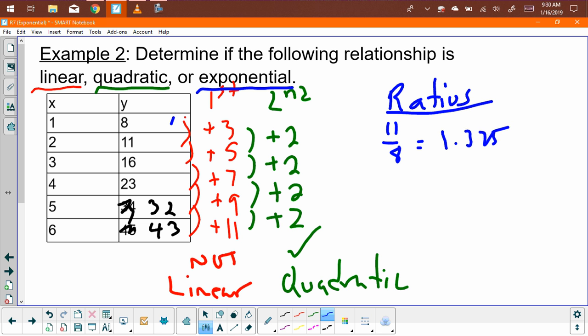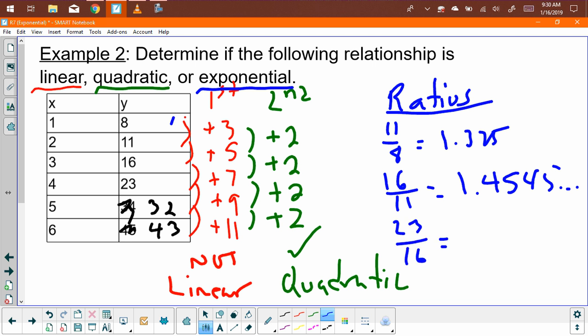Now I go to the next one. I have 16, and I divide that by 11. And I got 1.4545 repeating. I do the next one. I have 23, and I'm going to divide that by 16. 1.4375. So these numbers are not the same. In fact, they went up and then went back down. So it's not exponential.